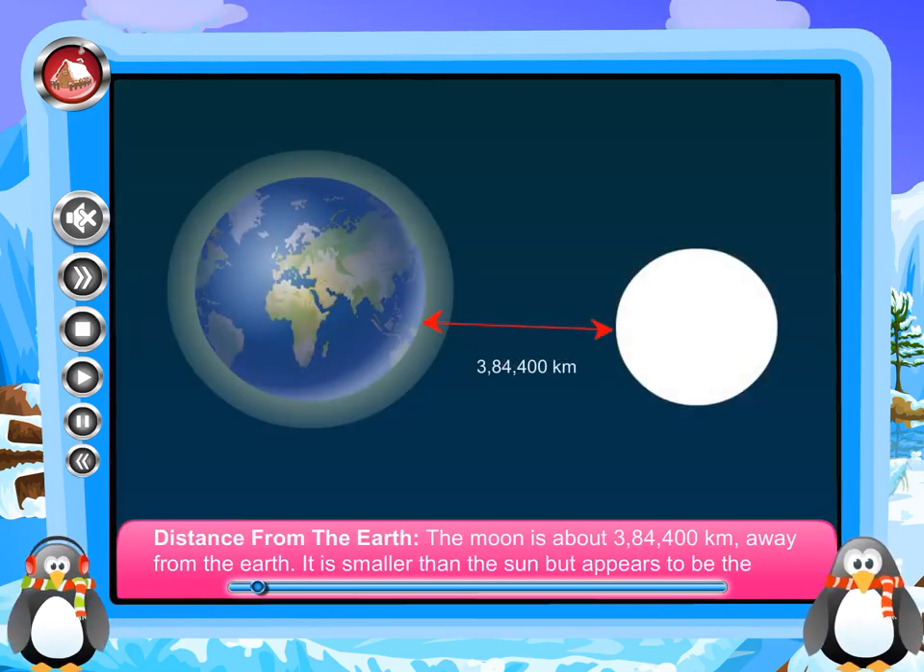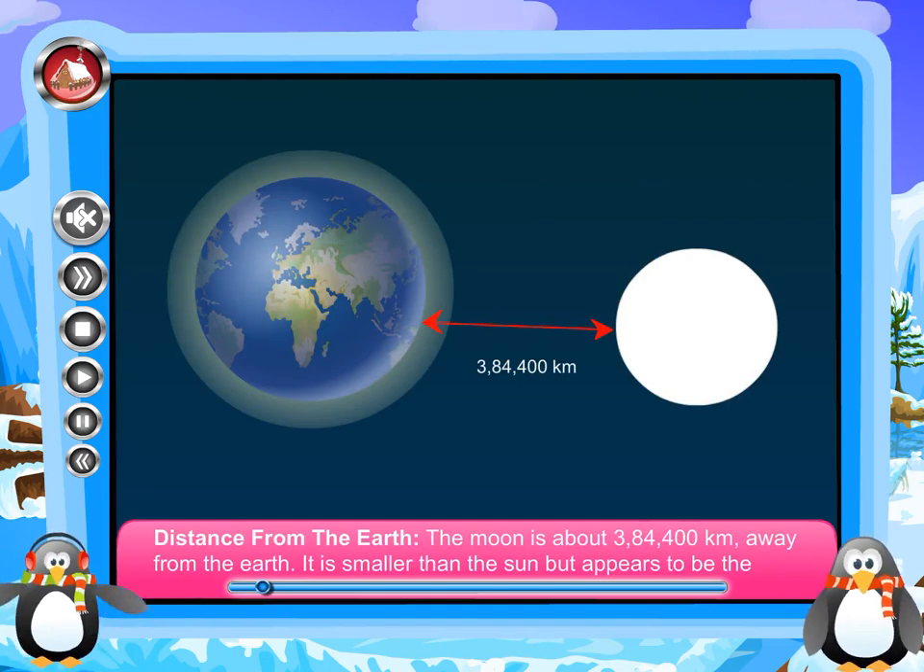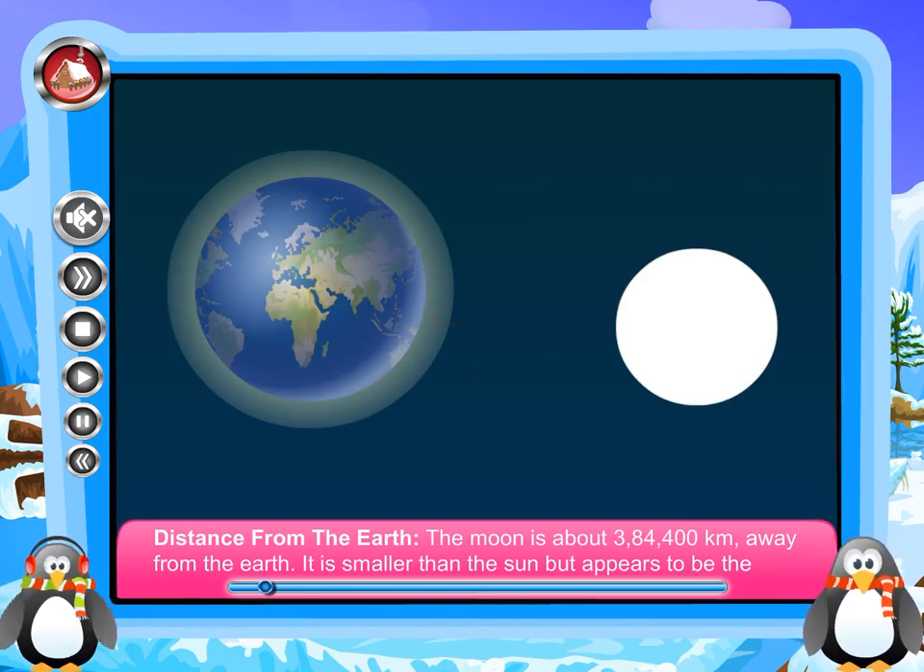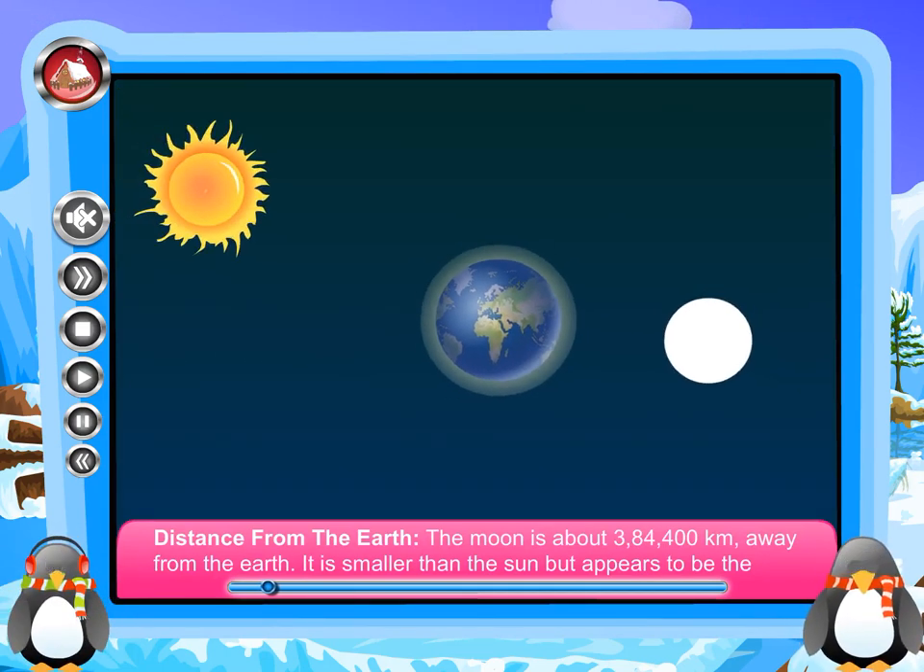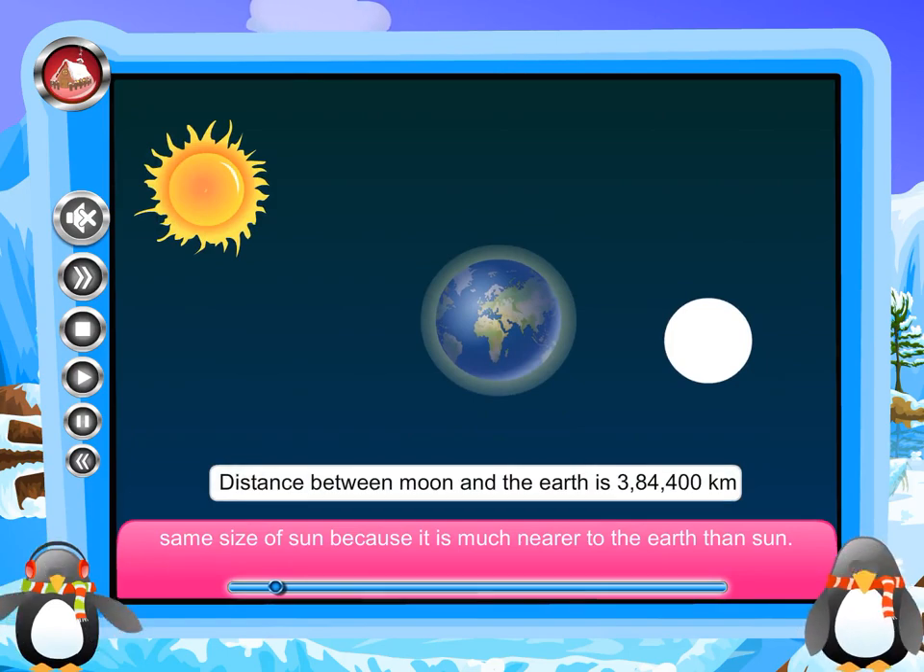Distance from the Earth. The Moon is about 384,400 kilometers away from the Earth. It is smaller than the Sun but appears to be the same size as the Sun because it is much nearer to the Earth than the Sun.